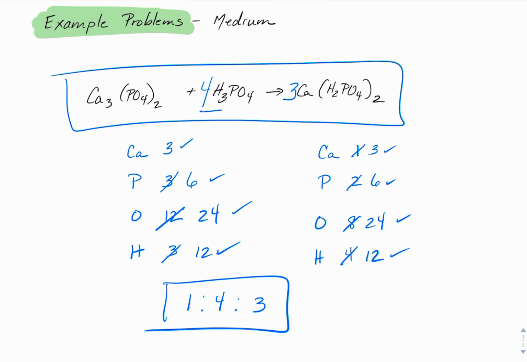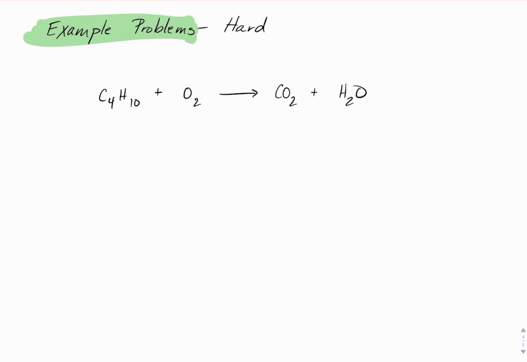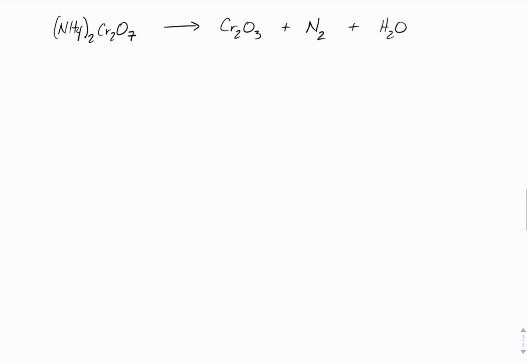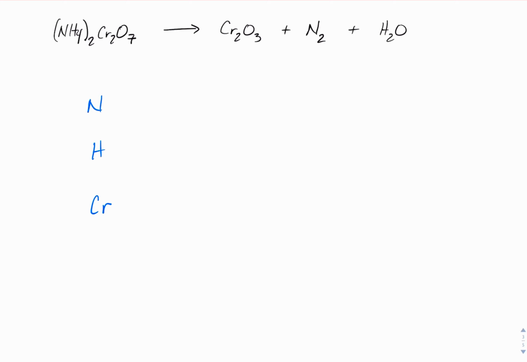So let's try another kind of medium version of this substance, and then we'll move to some hard examples. This particular chemical reaction also includes something that has parentheses, which can be somewhat difficult to do. So let's try this out. We'll have nitrogen, hydrogen, chromium, and oxygen. And let's just count the total up.